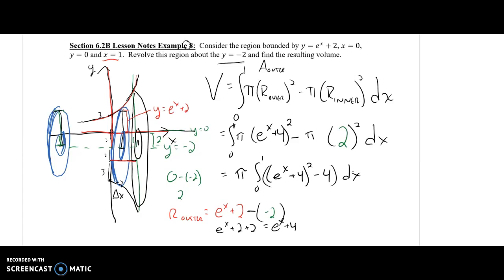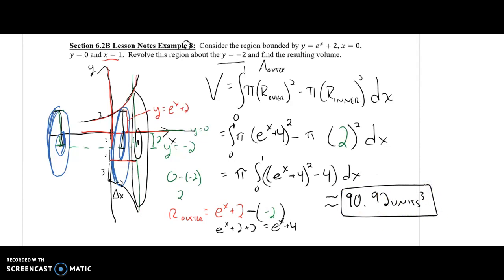I'm going to hit math and go to fnInt, and I'm going to hit parentheses, e to the x plus 4 squared minus 4, comma, x, comma 0, comma 1. So that's going to give me 28.94, and I'm going to multiply that by pi. And that's going to give me an answer of 90.92 units cubed.